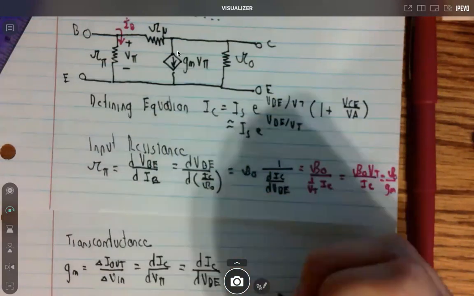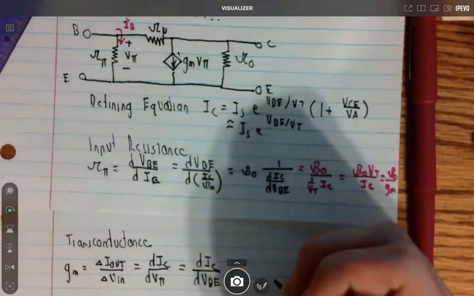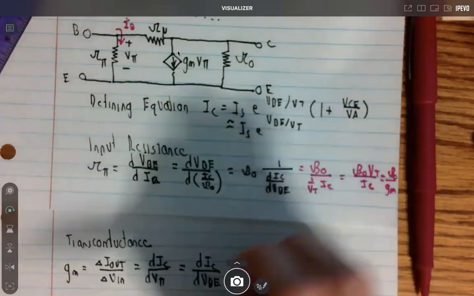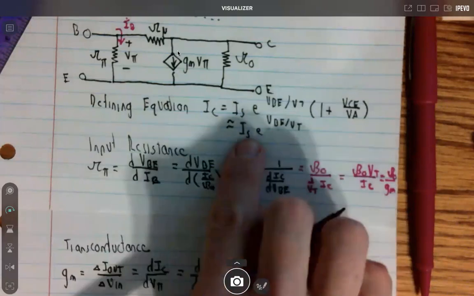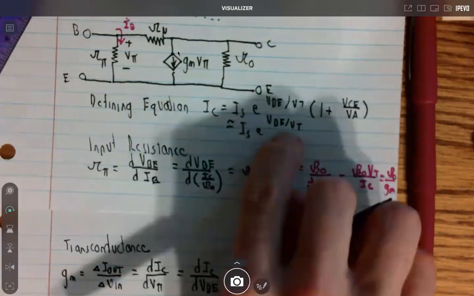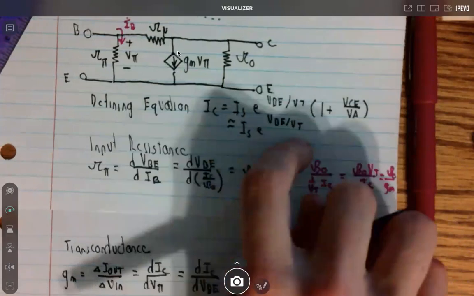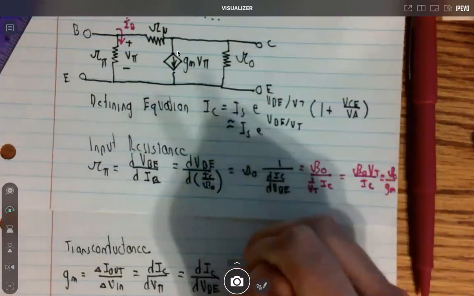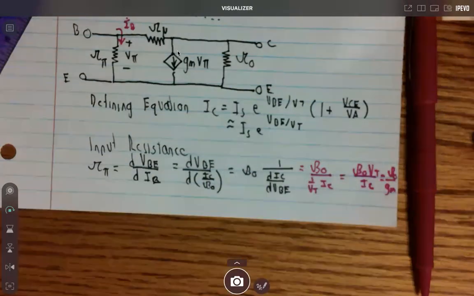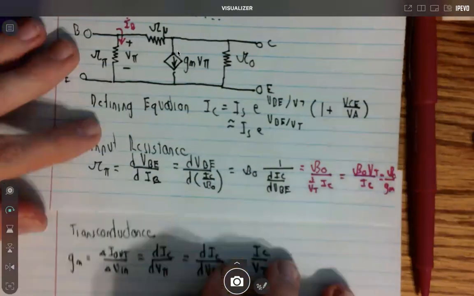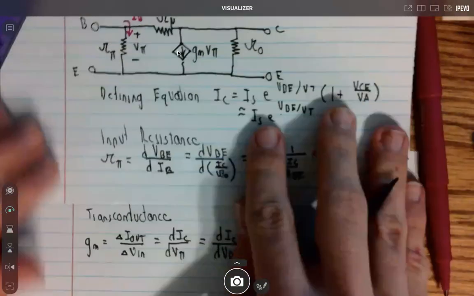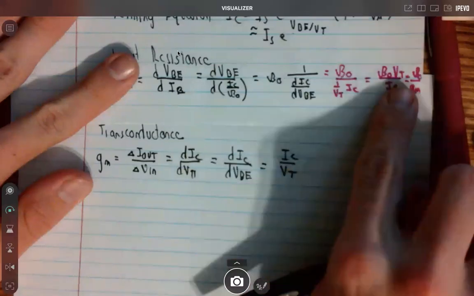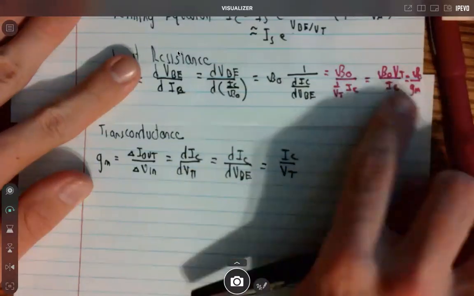And if you take the derivative of this, what you're going to notice is that, remember, it will become taking the derivative of IC here where we approximated it with respect to VBE. It's just a 1 over VT that comes out multiplied by IC again. And so it would just be IC over VT. That's what we get there for transconductance. Now that we got transconductance and we see how we can relate it to just IC over VT, we see why we just did beta naught over gm here.